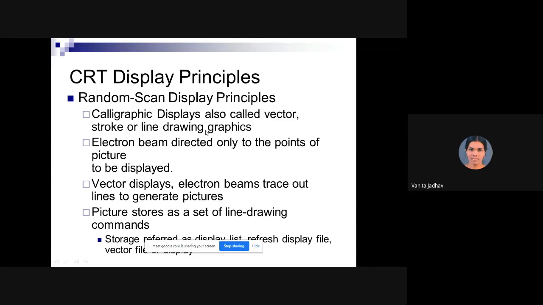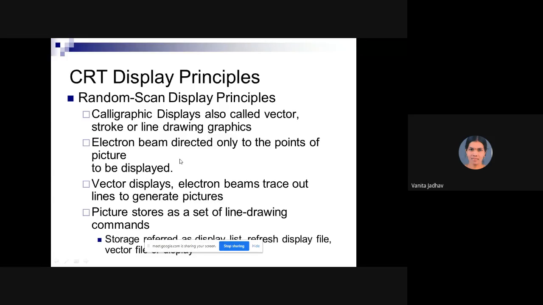So it is the collection or combination of lines. So how is the electron beam directed? The electron beam is directed only to the points of the picture to be displayed. Whichever points are required to be drawn, only to these pixels the electron beam visits. It will not visit other pixels which are not part of the picture. So this is the advantage, or you can say that it saves time.